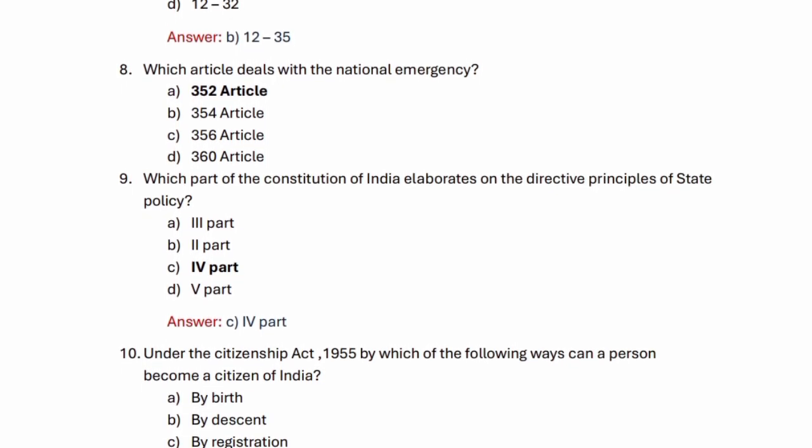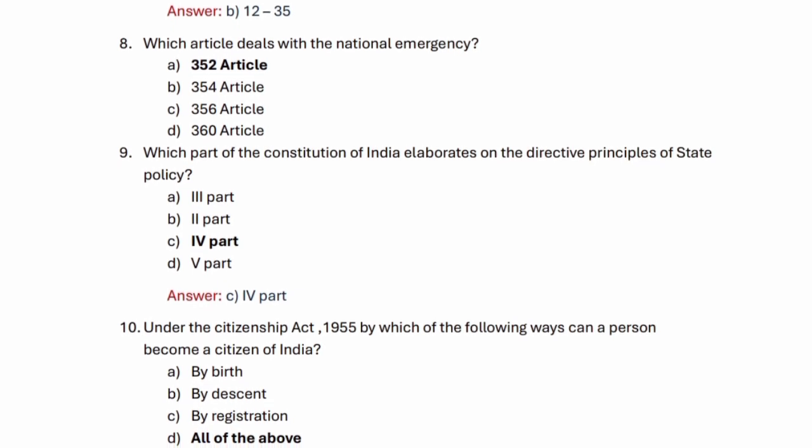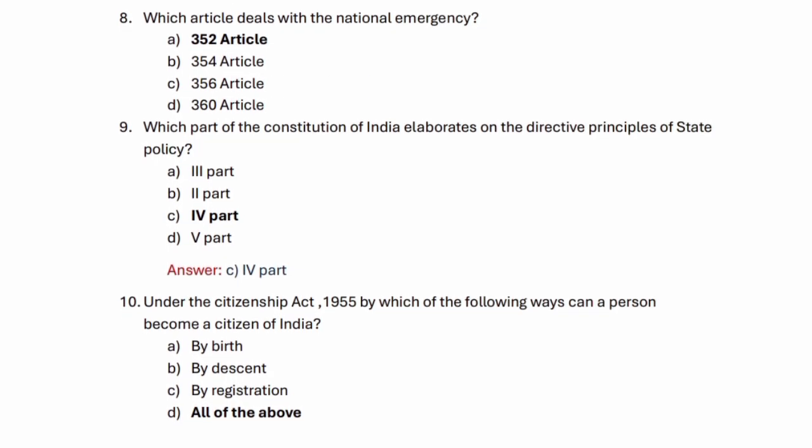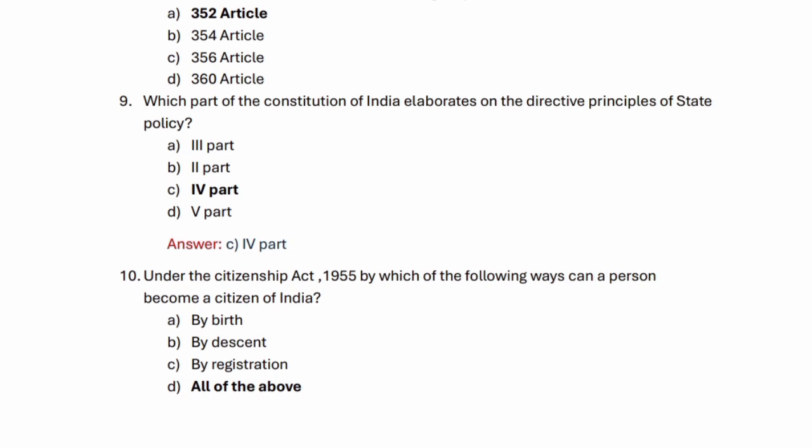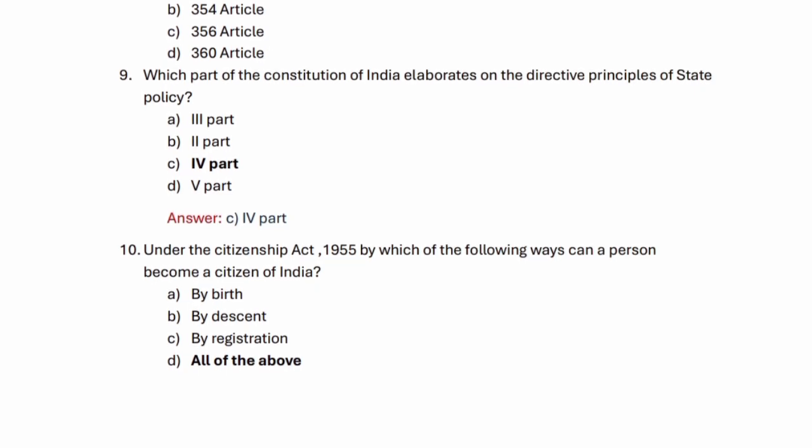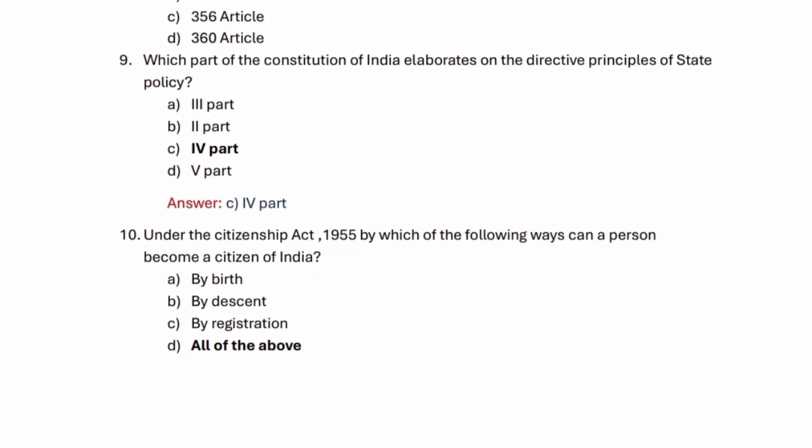9. Which part of the Constitution of India elaborates on the directive principles of state policy? A. Part III. B. Part II. C. Part IV. D. Part V. Answer. C. Part IV. 10. Under the Citizenship Act, 1955, by which of the following ways can a person become a citizen of India? A. By birth. B. By descent. C. By registration. D. All of the above. Answer. D. All of the above.